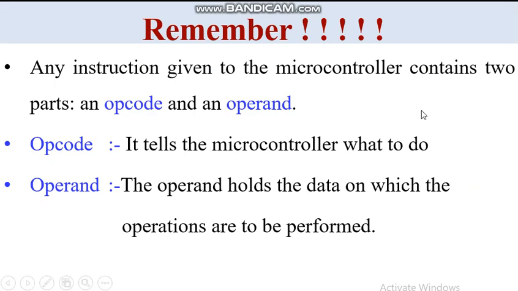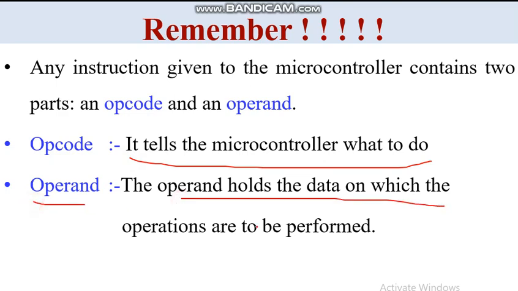Remember that opcode is operation code. It tells the controller what to do, and operand means it holds the data on which the operations are to be performed.